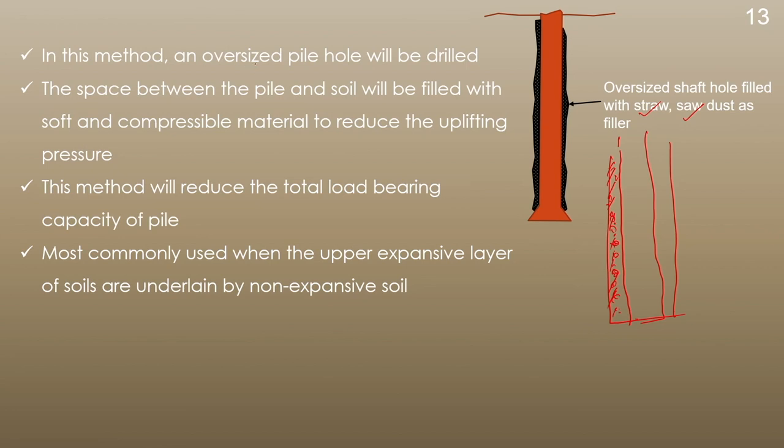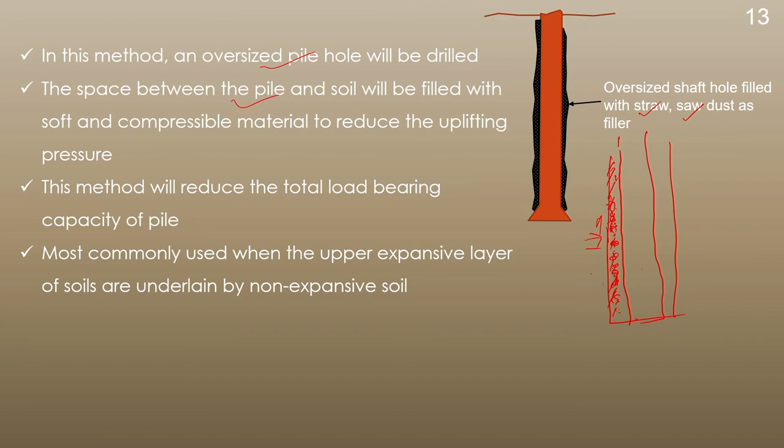So in this method, an oversized pile hole will be drilled. The space between the pile and the soil will be filled with soft and compressible material to reduce the uplifting pressure. So here this material will act as a cushion between the soil and the pile. Therefore, the uplifting pressure will get reduced. So this method will reduce the uplifting pressure.